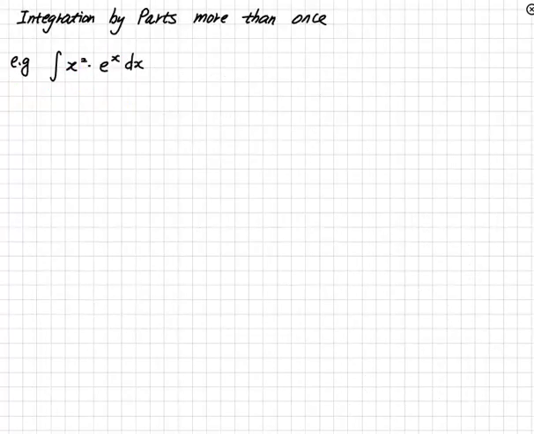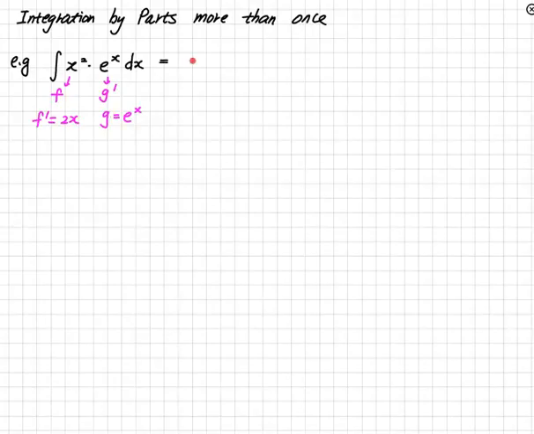Sometimes you have to do integration by parts more than once. So let's have a look at this example here. So I have integration of x squared times e to the power of x. So I'm just asking myself, which one should be f, which one should be g dash. So for this case, both of them can be integrated. So I'm going to choose the first one as my f and the second one as g dash. So if I differentiate, f dash is 2x, and integrating g dash will give me e to the power of x.